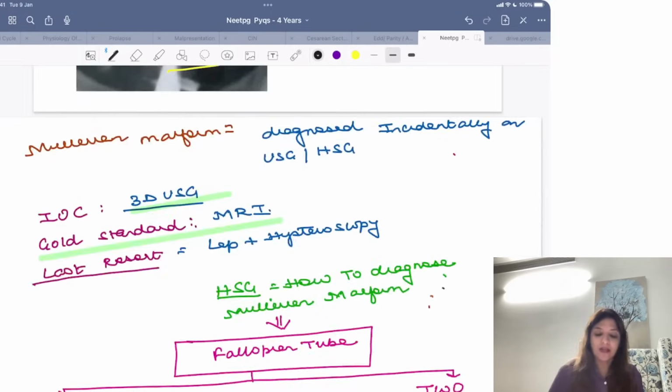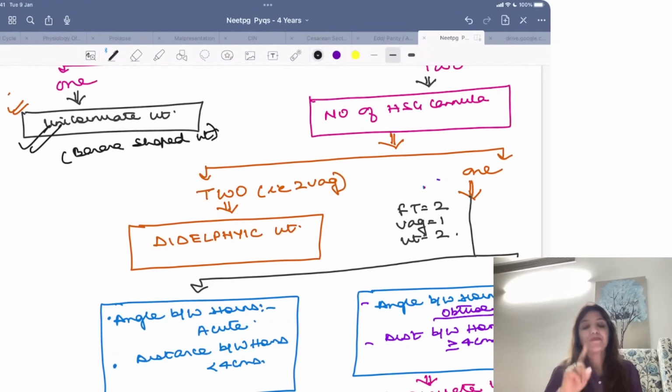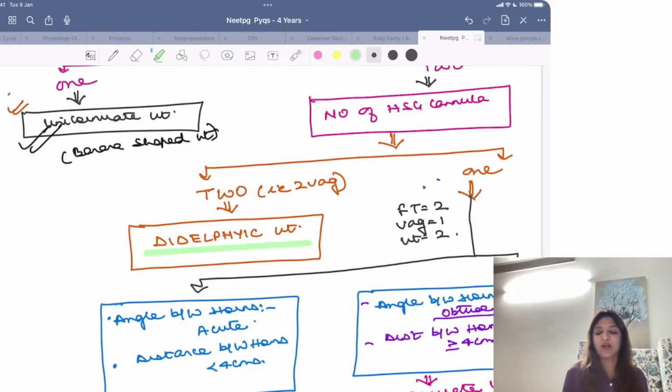Right? Now, if you are seeing two Leach-Wilkinson cannulas, that means this patient has two vaginas and that is why two cannulas are needed to put the dye. Now, there is only one condition where you are going to get two vaginas and that is didelphic uterus. So, if two cannulas are visible, you are dealing with didelphic uterus.